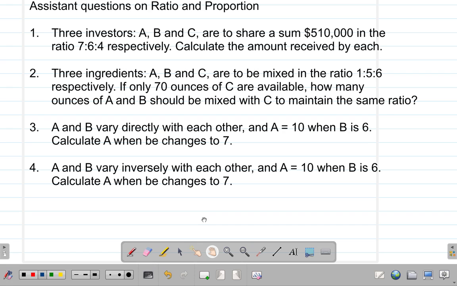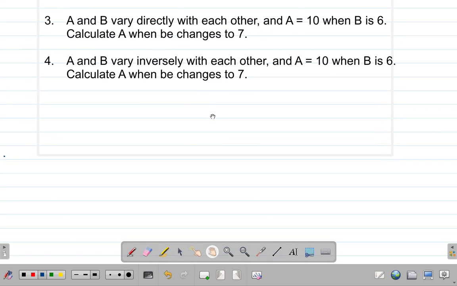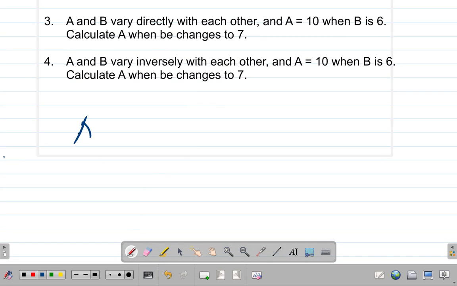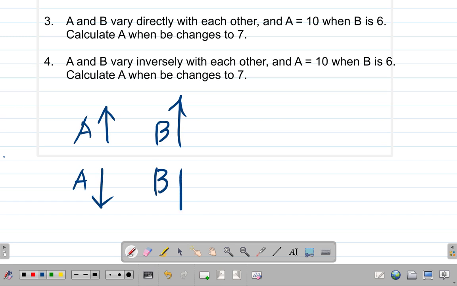When you're talking about vary directly, when A increases, B also increases. When A decreases, B also decreases. So if A doubles, B will double. When A halves, B will also halve. Alright? Directly. The same direction. So A and B vary directly with each other.